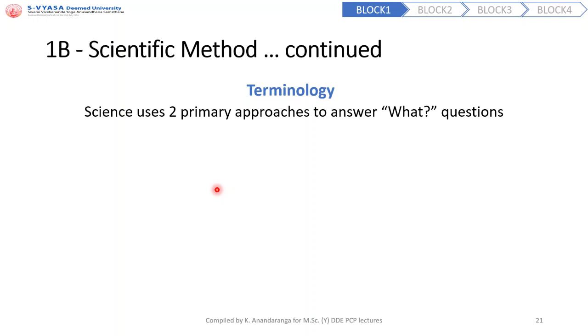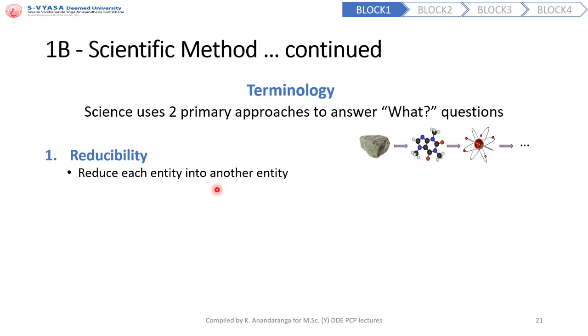Before we take up the second limitation on non-reductivity, we need to again become familiar with a couple of terminologies. When it comes to science, we use two approaches to answer the what question. What is this? If you ask that, the response could be that you start breaking it into its lower entities. Reducing each entity into another entity is called reducibility.